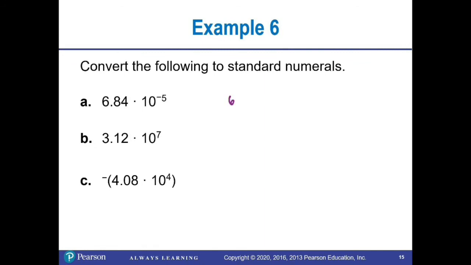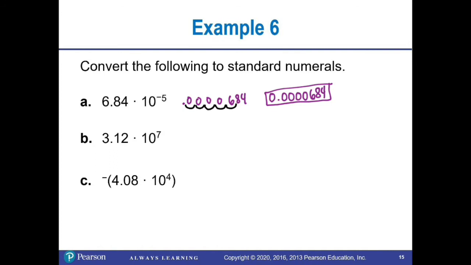So I'm going to write 684. My power is negative, so I move that decimal place to the left, and I'm going to move it to the left 5 times. It starts behind the 6, and I move it 1, 2, 3, 4, 5 times. And so my final answer is 0.0000684.